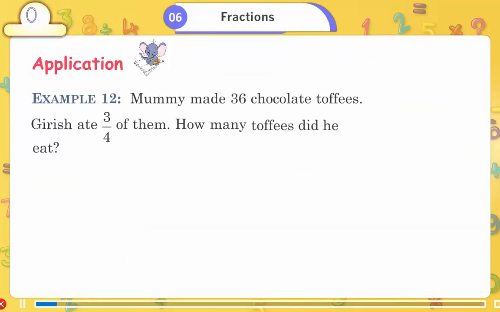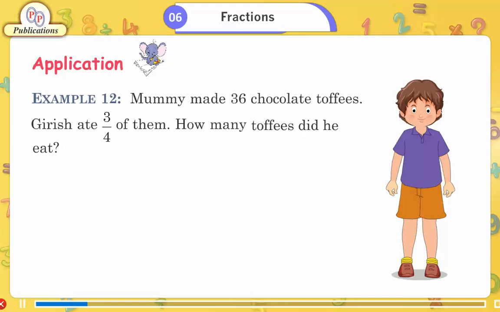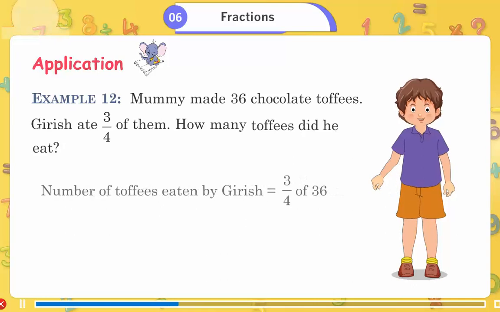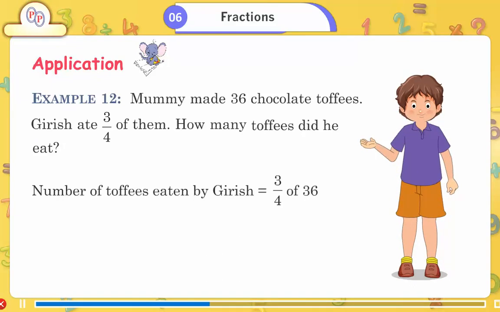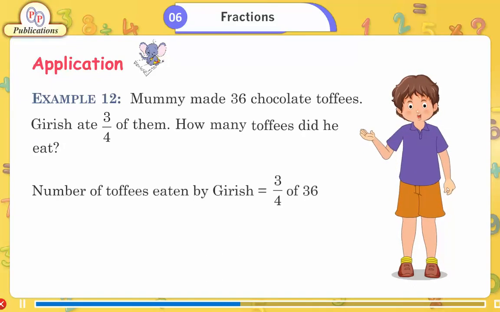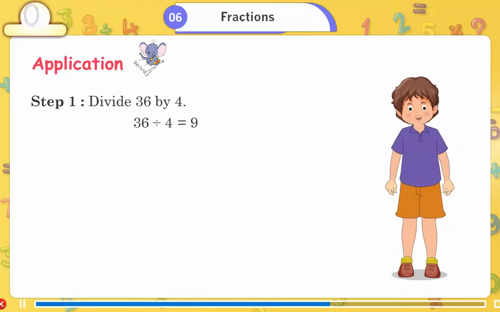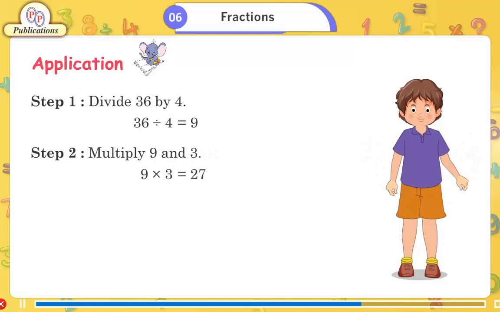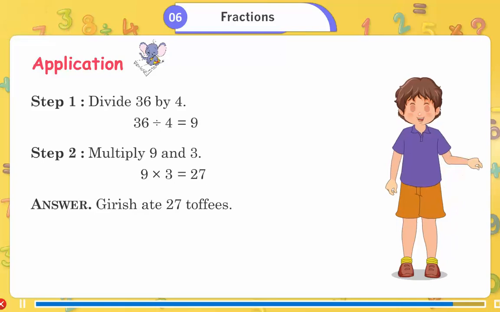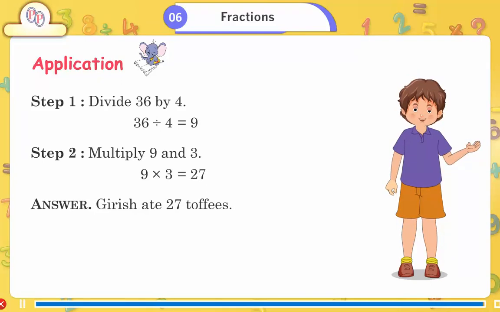Application. Example 12. Mummy made 36 chocolate toffees. Girish ate 3/4 of them. How many toffees did he eat? Number of toffees eaten by Girish is equal to 3/4 of 36. Step 1. Divide 36 by 4. 36 divided by 4 is equal to 9. Step 2. Multiply 9 and 3. 9 into 3 is equal to 27. Answer. Girish ate 27 toffees.